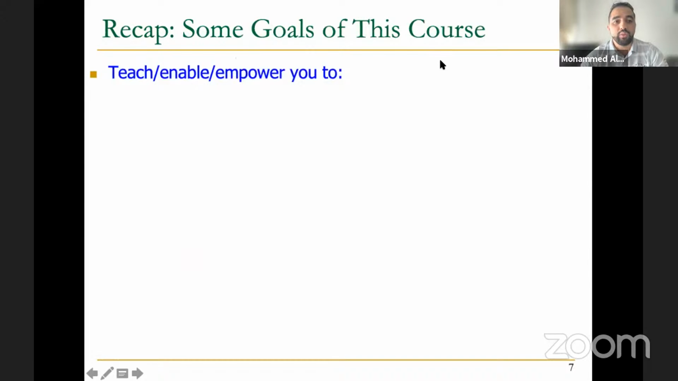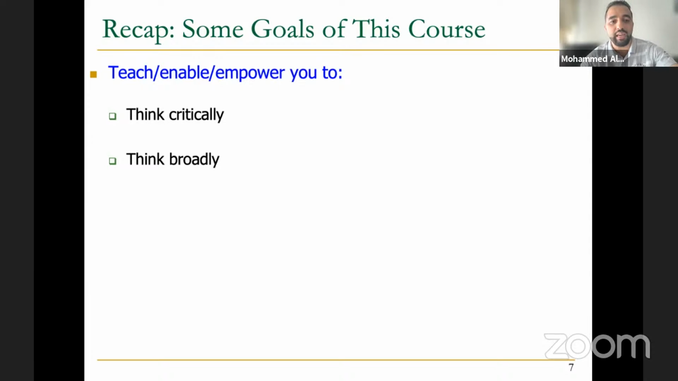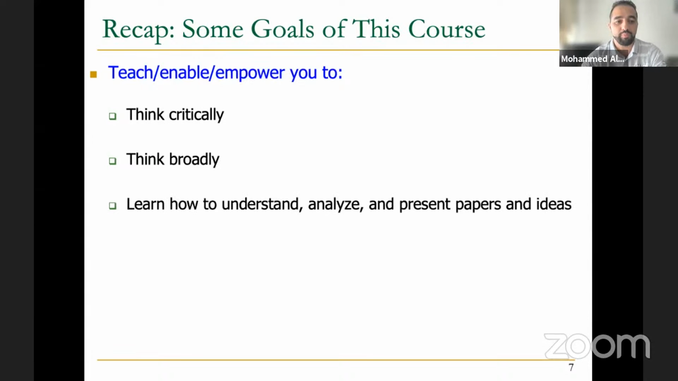And to recap, some goals of this course: we basically want to teach you how to present any paper, not necessarily related to the computer architecture course, but to enable and empower you to think critically, first, how to analyze a paper, how to question an idea, and think broadly. Some ideas that are presented in computer architecture can also be applicable to some other research fields. The things that accelerate machine learning applications, you could use that idea to accelerate something else that has never been studied before.